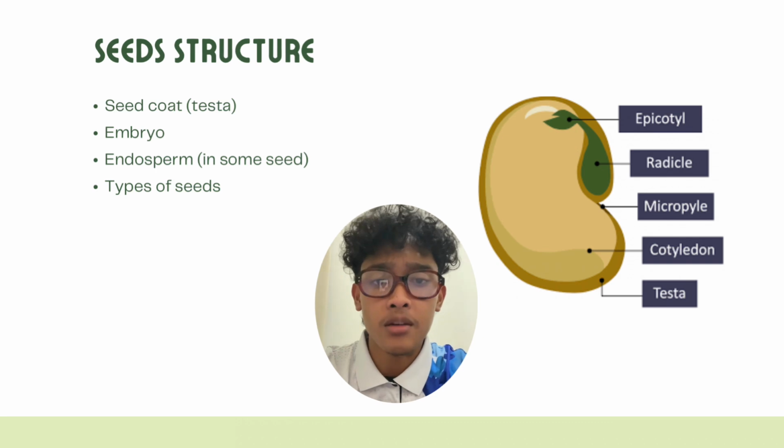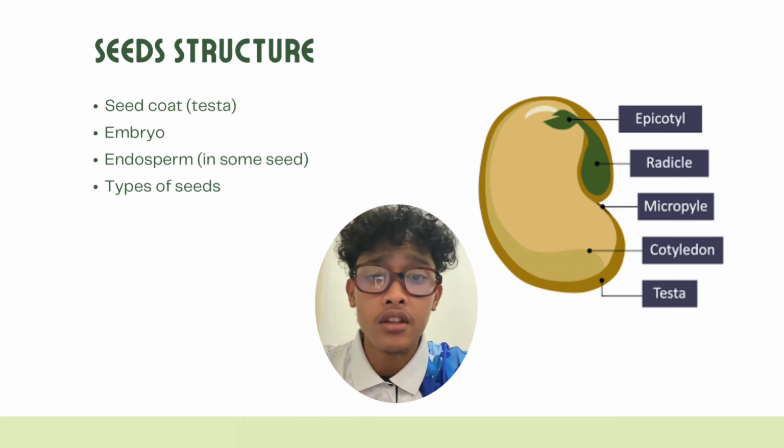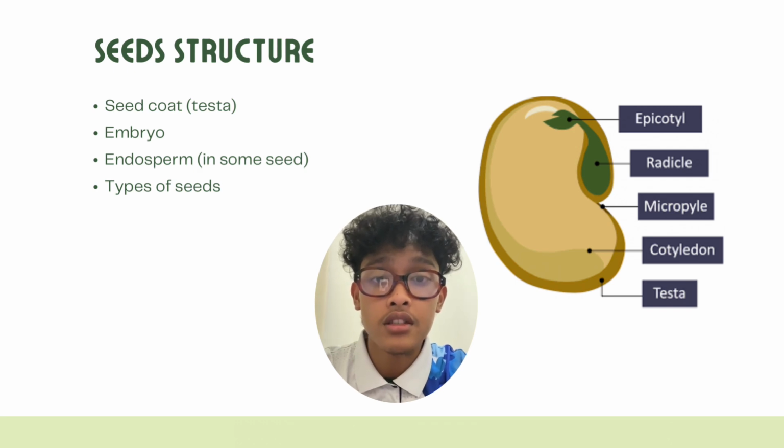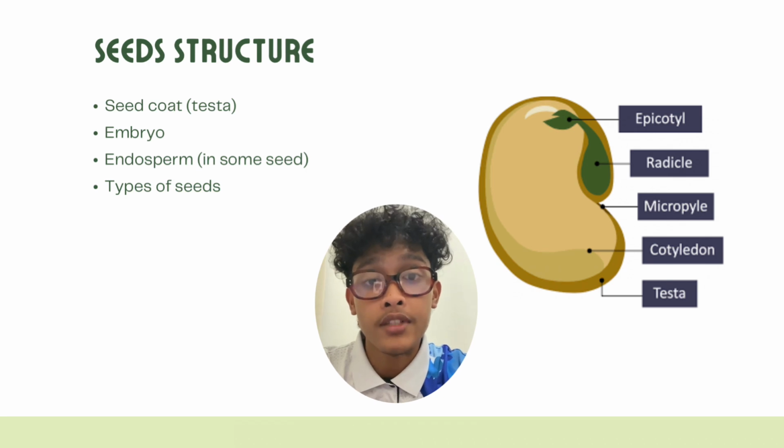For the last topic, I'm going to discuss the seed structure. The first seed structure is the seed coat, which is the testa. Its function is the tough outer covering that protects the seed from physical damage, water loss, and also diseases. Sometimes it includes an inner layer called the tegmen.